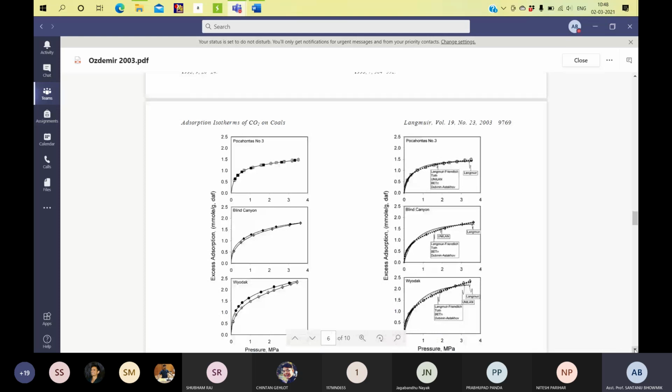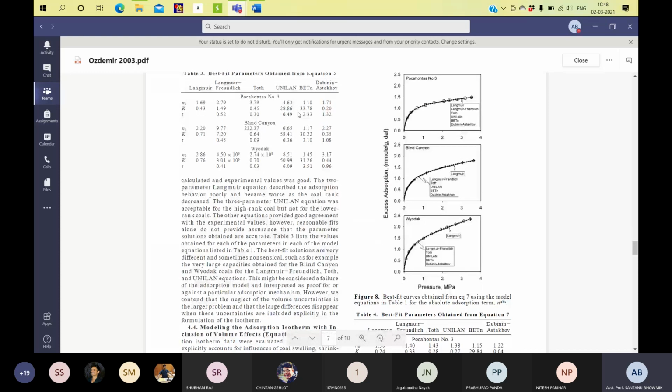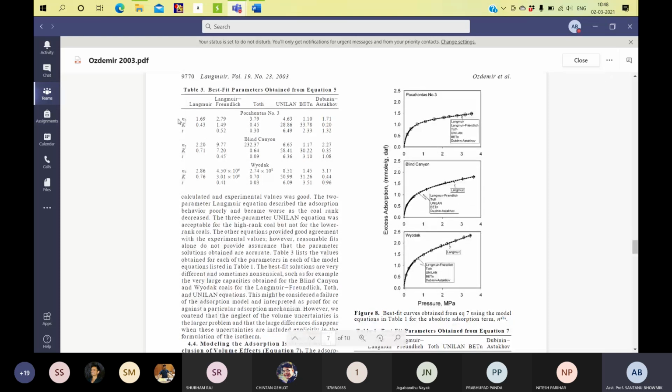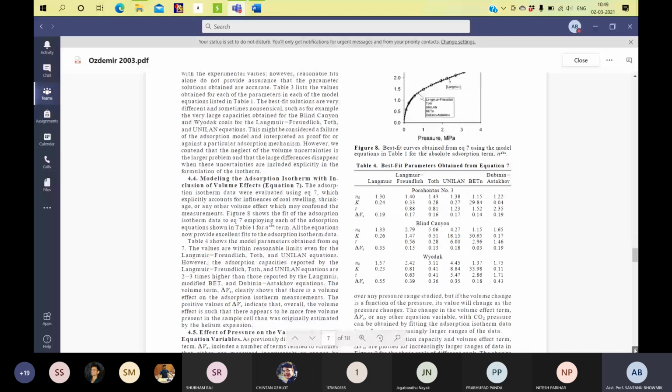Obviously, with this they have calculated the errors. These are the errors you can see, and once again you can see the best fit parameters obtained here. These are the parameters, and depending on the calculation you can see what parameters are given here, and the best fit parameters for the other equations.